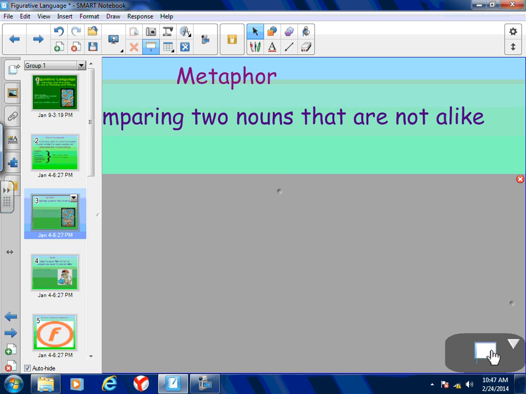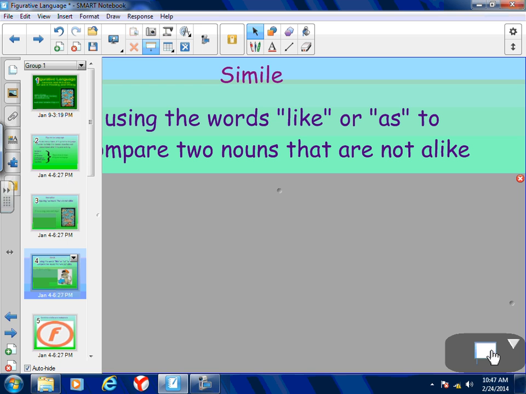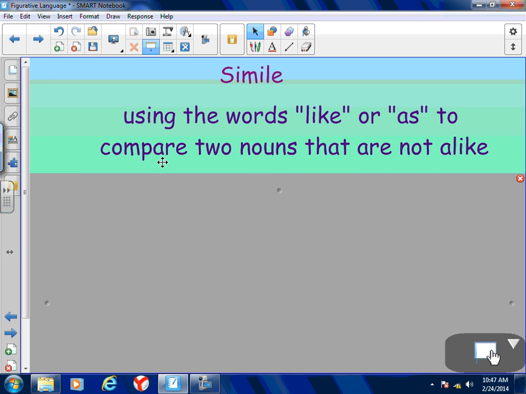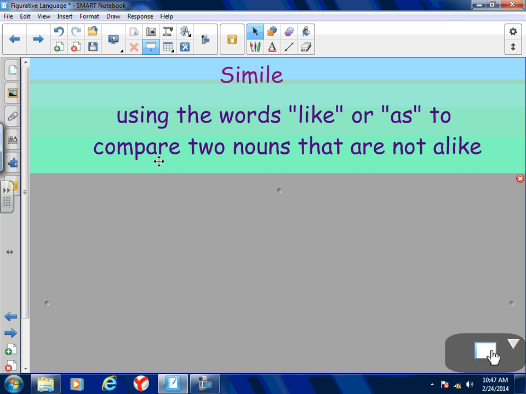Now let's move to the other type of figures of speech, the simile. What is meant by simile? Simile means using the words like or as to compare two nouns that are not alike. So you have to get the two words, as or like, to say this is a simile. You have to find these words.